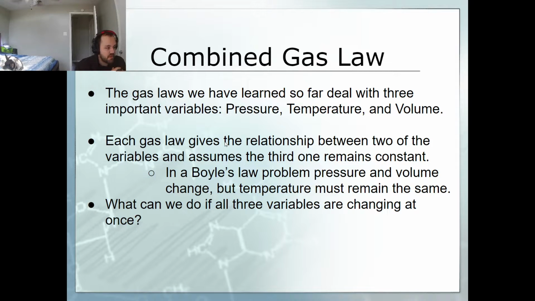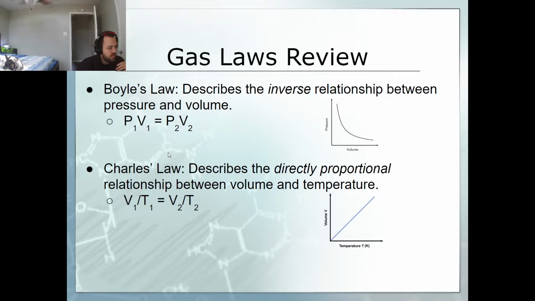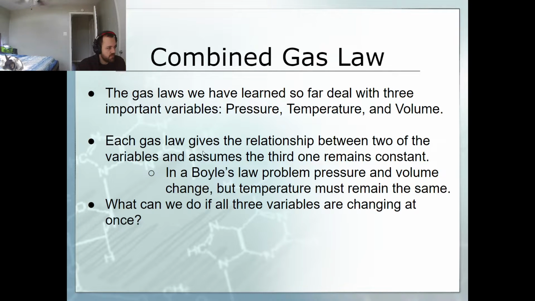What that means is we can change two of those things as long as one of them is being held constant, and we can use one of those laws to figure out what happens when we change those values. Okay? But what happens if we want to change all three variables at once? If we have a situation where pressure, volume, and temperature are all changing from beginning to end, none of these gas laws will deal with all three of those variables, right? They each only involve two of them.